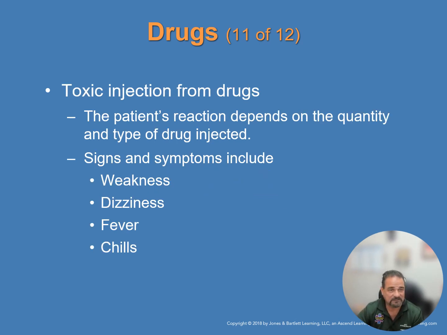Okay, so toxic injection from drugs. The patient reaction depends on the quality or quantity and the type of drug that was injected. Usually, your signs and symptoms are weakness, dizziness, fever, chills, those kind of things. And usually, these are people that are common abusers of injected drugs like heroin, cocaine, those kind of things. And they'll have track marks that you can identify. They may even admit to it right off the bat that they have a problem. Many drug users do because they're ultimately seeking some kind of help.